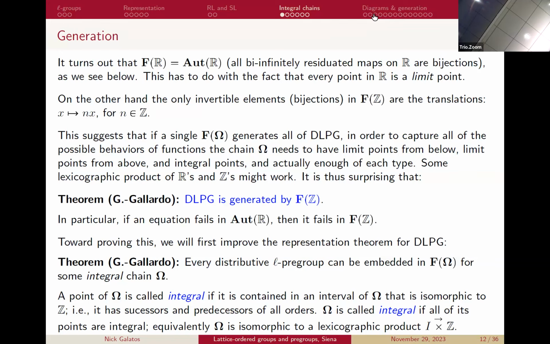So every distributive lattice could be embedded in F of omega, where omega can now be taken to be an integral chain. What is an integral chain? Every point has a predecessor and a successor, and those have predecessors and successors too, so it's locally Z. So it's a lexicographic product of Z. You can just restrict to those chains, they will do the job for you. So that's why we allow ourselves to have this language of predecessor and successor. The predecessor and the successor function are defined on integral chains.